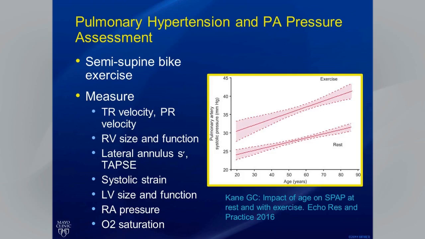You can measure the peak velocities on the right side of the heart, but also right ventricular size and function. You can measure lateral annulus S prime, TAPSE, systolic strain, left ventricular size and function, and right atrial pressure. It can be helpful also to measure oxygen saturation with a pulse oximeter.